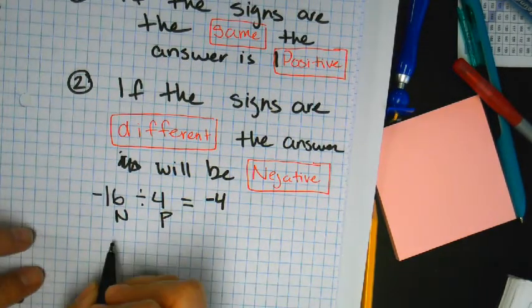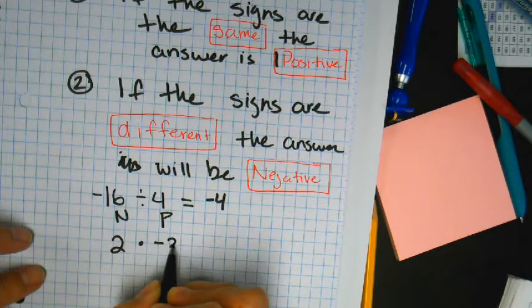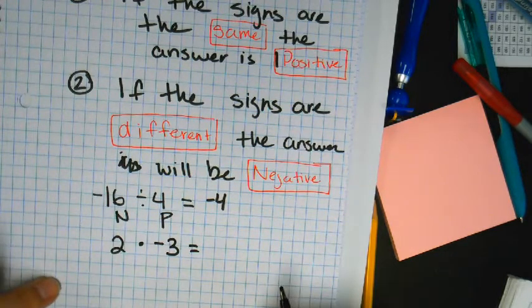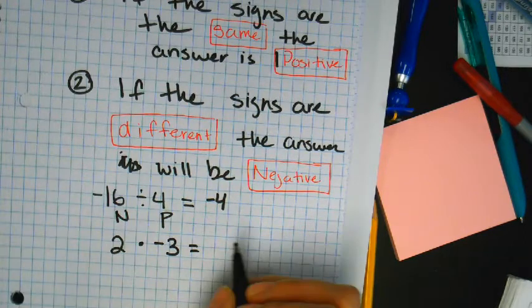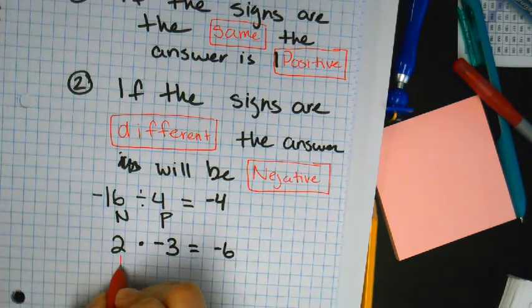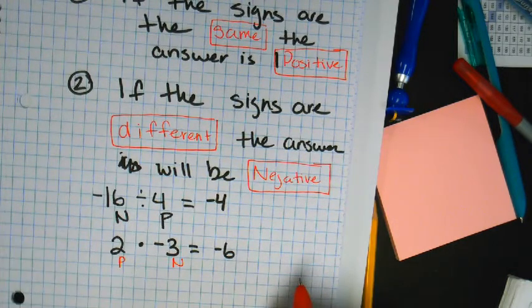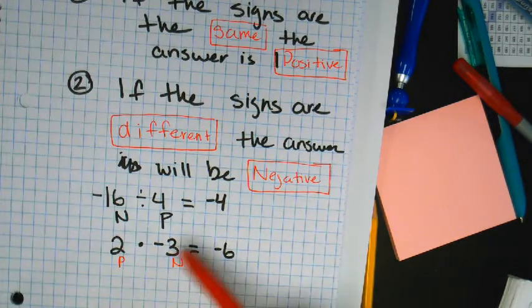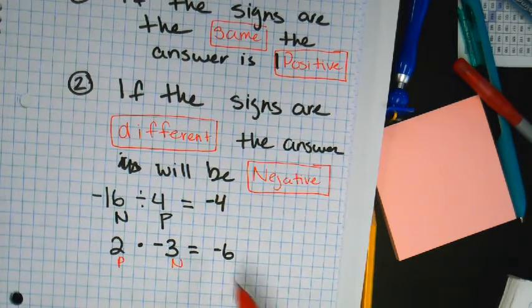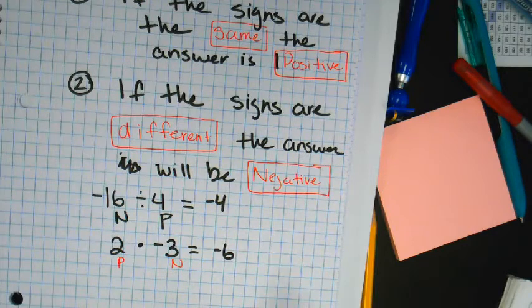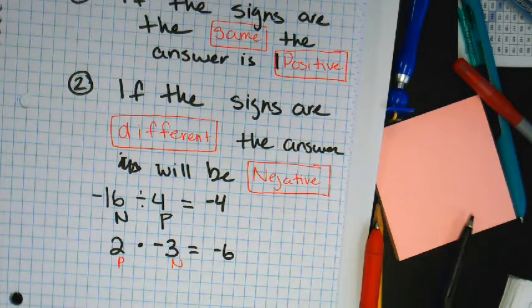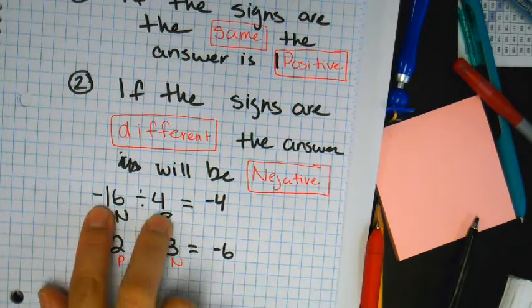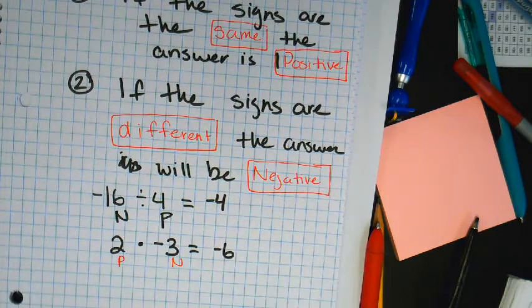What if I have 2 times -3? 2 times -3 is -6. Even though the positive came first and the negative came second, it doesn't matter. They're different, so it's a negative. You just multiply and divide like usual, there's no tricks about that. Then you go back and say, okay, they're different, negative. They're the same, positive. That's it.